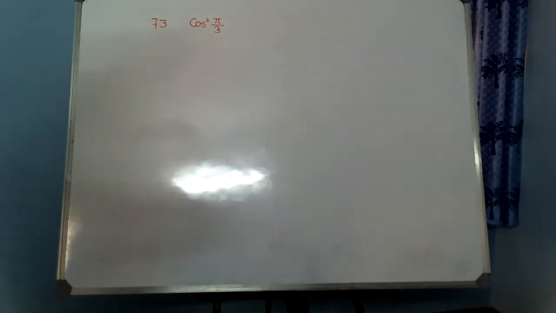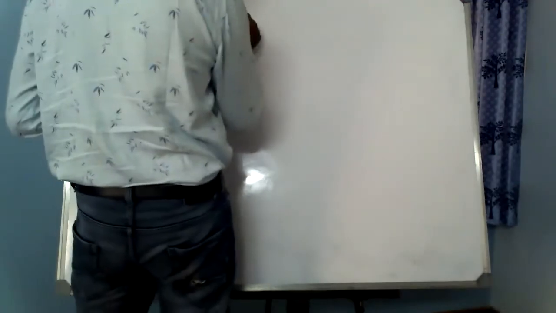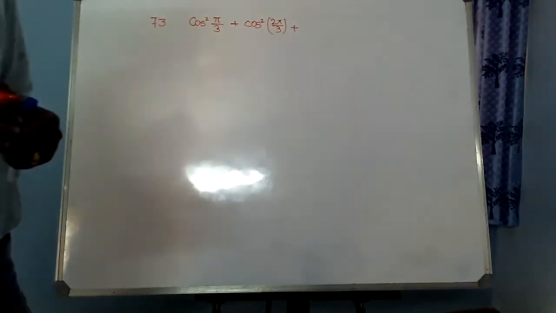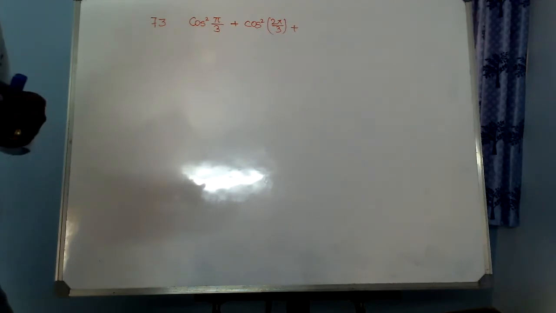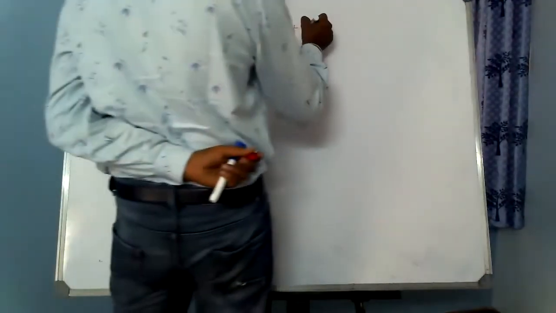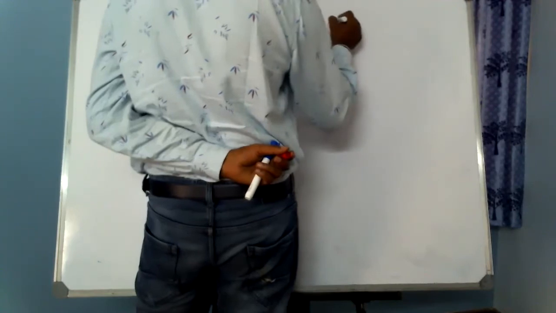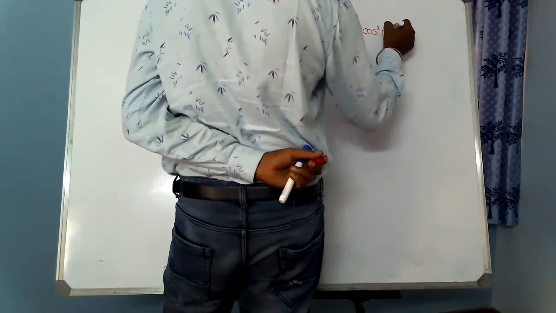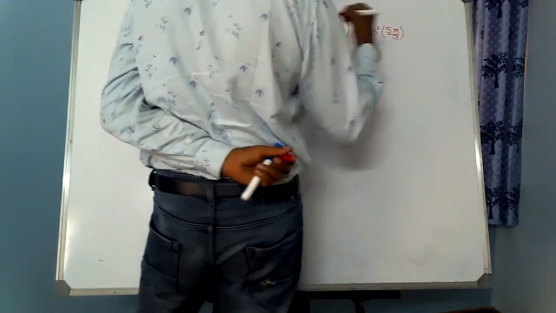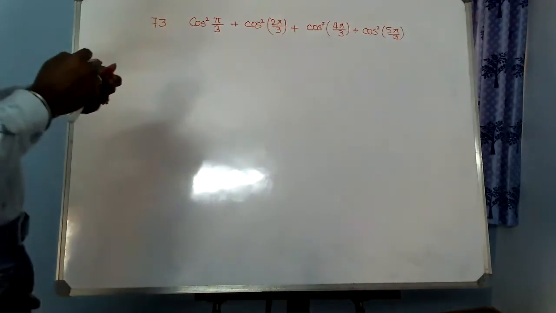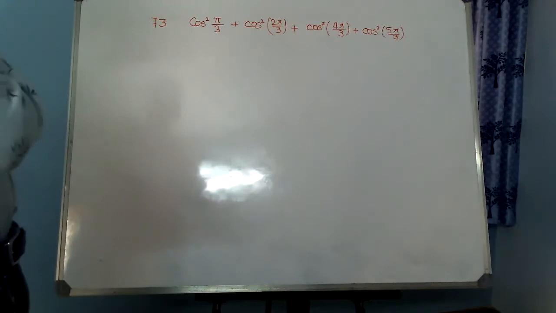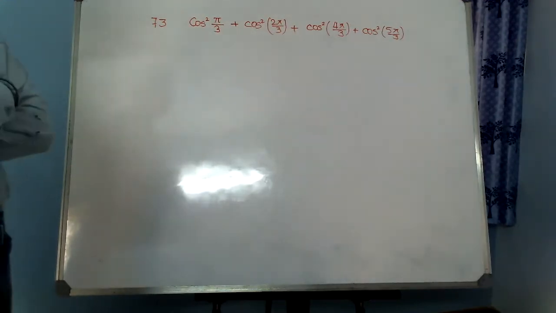It's cos square pi by 3 plus cos square 2 pi by 3 plus cos square 4 pi by 3 plus cos square 5 pi by 3. Okay, so pi by 3 value we already know, it's 60 degrees basically. Now it comes 2 pi by 3. 2 pi is 360, divided by 3, that is 120 degrees.